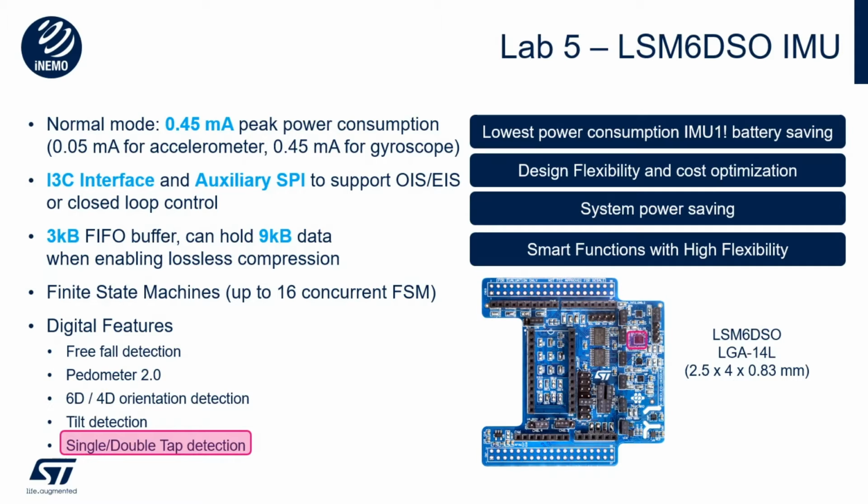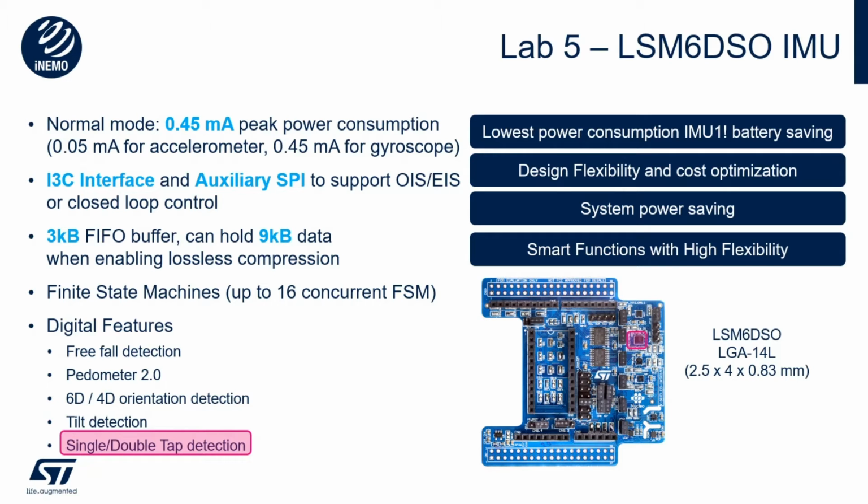The LSM6DSO inertial measurement unit is made of an accelerometer and a gyroscope. The peak power consumption is as low as 0.45 mA at 6,666 samples per second. The sensor has an I3C interface. The sensor also has an auxiliary SPI interface, which is typically connected to controllers for optical image stabilization.